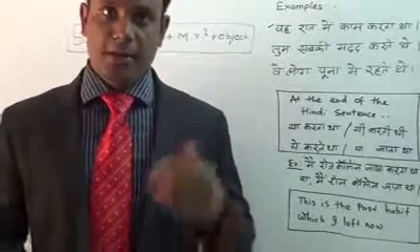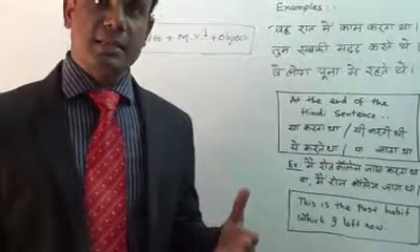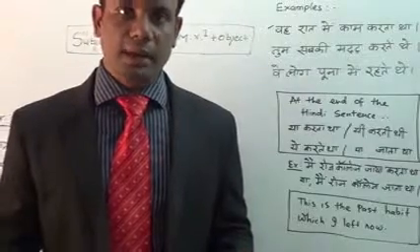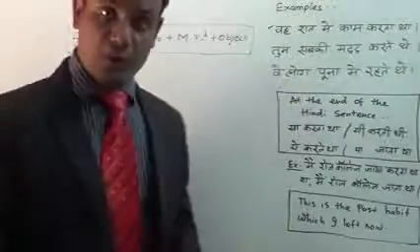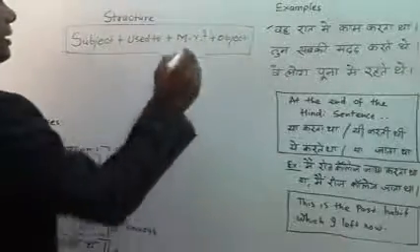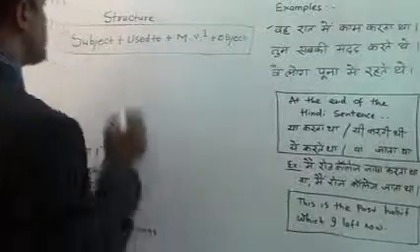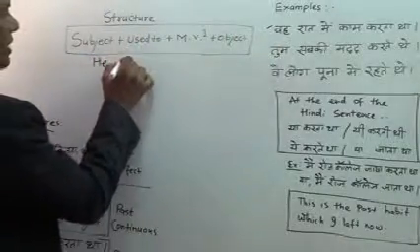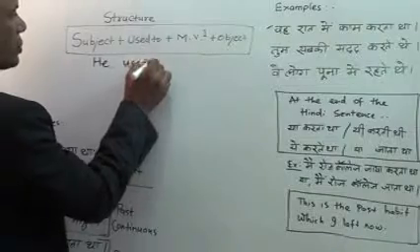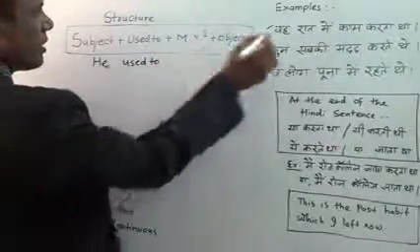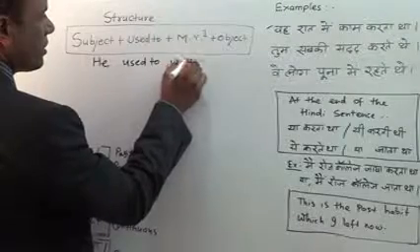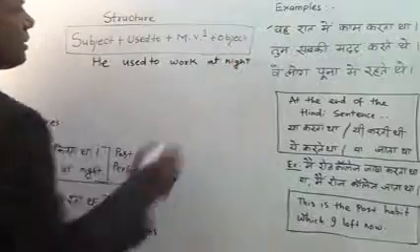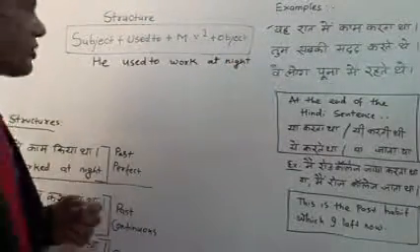So dear friends, now we can take these examples and turn these sentences into English. So how can we use this structure? The subject, then used to, then the verb. It means he, then again we have to use used to, kaam karna, it means work, at night. He used to work at night.